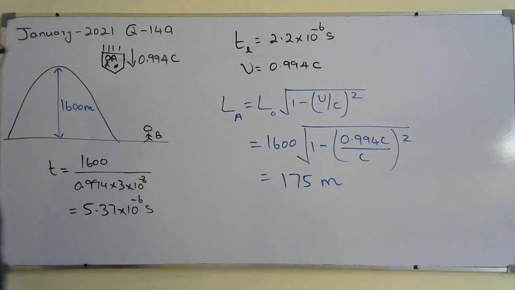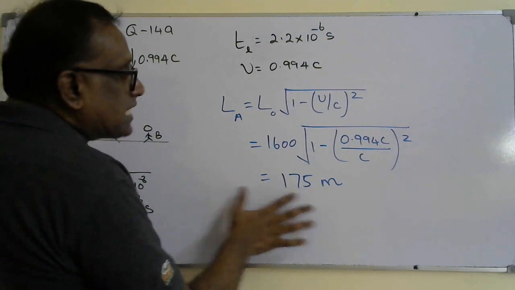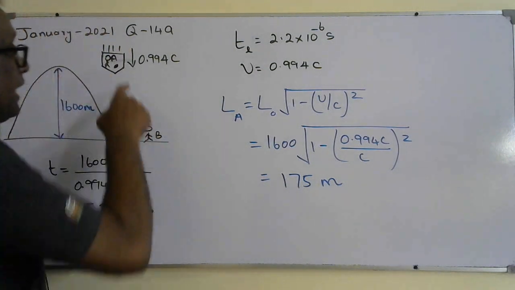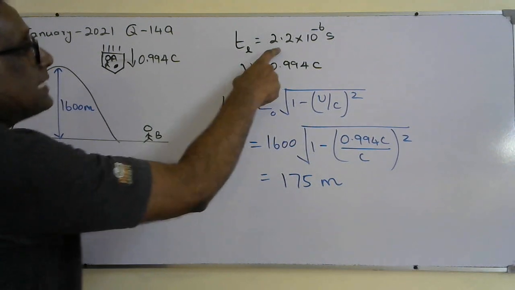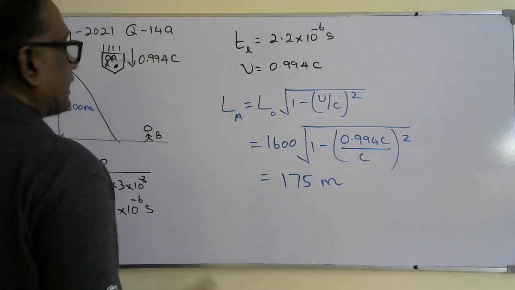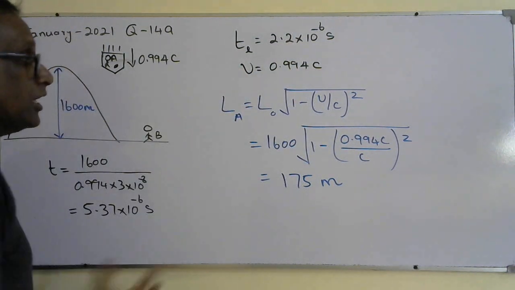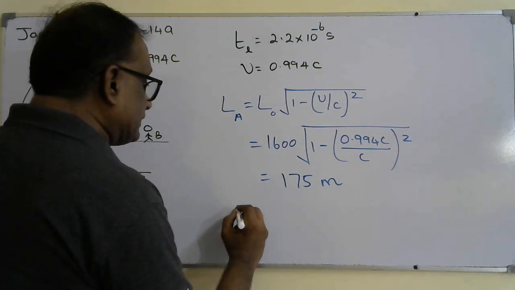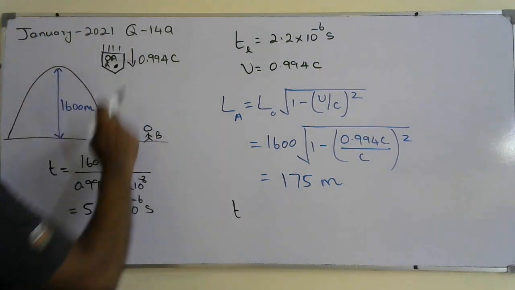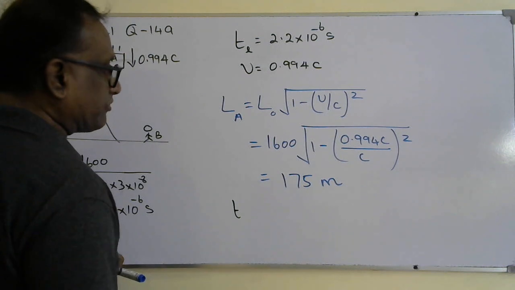That's all. He will say we are not falling down 1,600 meters. Sorry, we are falling down just 175 meters. Its lifetime remains the same, 2.2 × 10^-6 seconds. We are falling down at this time, so we are going to take some time. How long will we take to reach the ground to fall 175 meters?